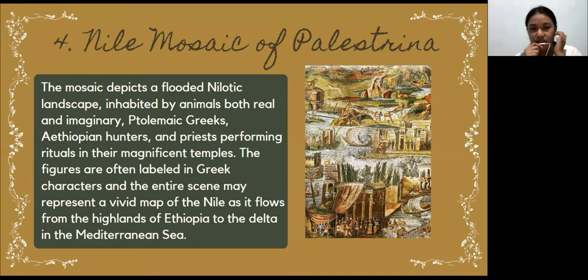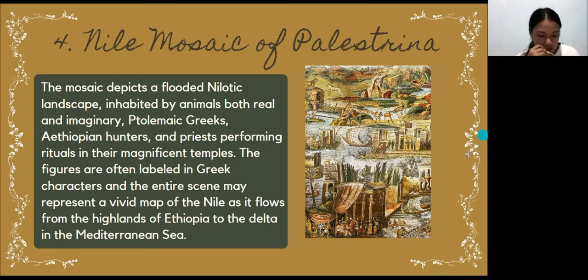And next is the Nile Mosaic of Palestrina. So the mosaic depicts a flooded Nilotic landscape inhabited by animals, both real and imaginary, Ptolemaic Greeks, Ethiopian hunters, and priests performing rituals in their magnificent temples. The figures are often labeled in Greek characters, and the entire scene may represent a vivid map of the Nile as it flows from the highlands of Ethiopia to the delta in the Mediterranean Sea.